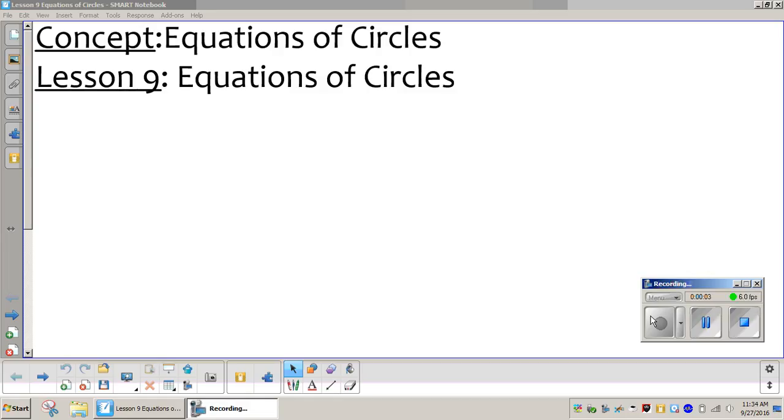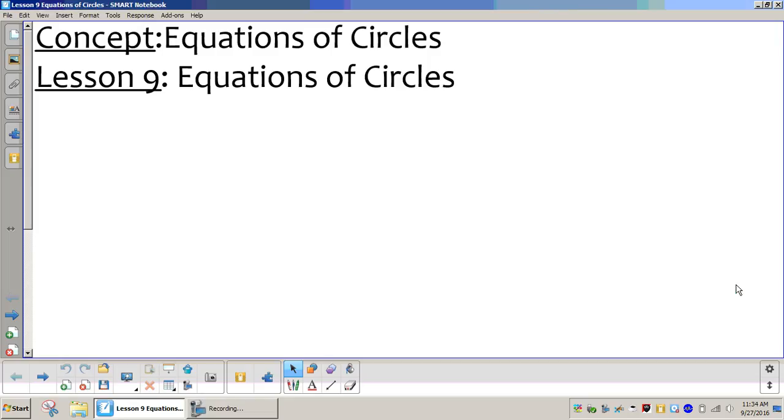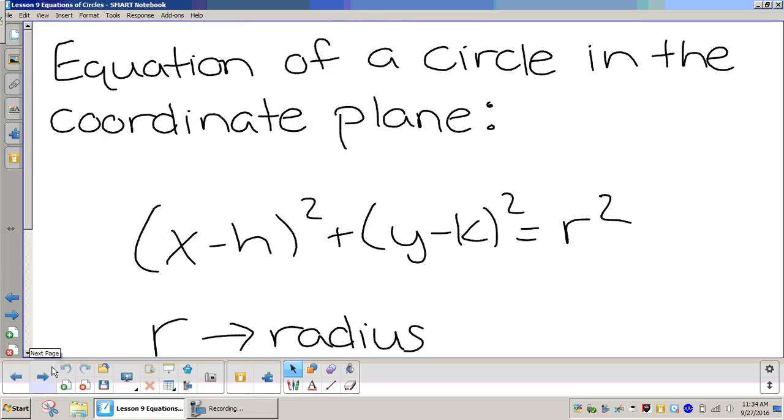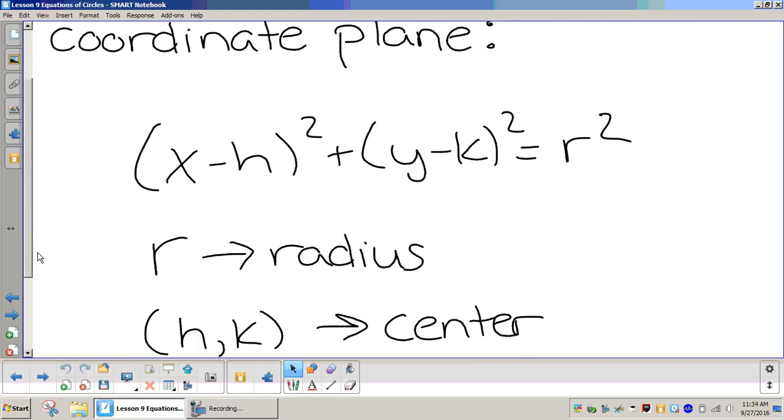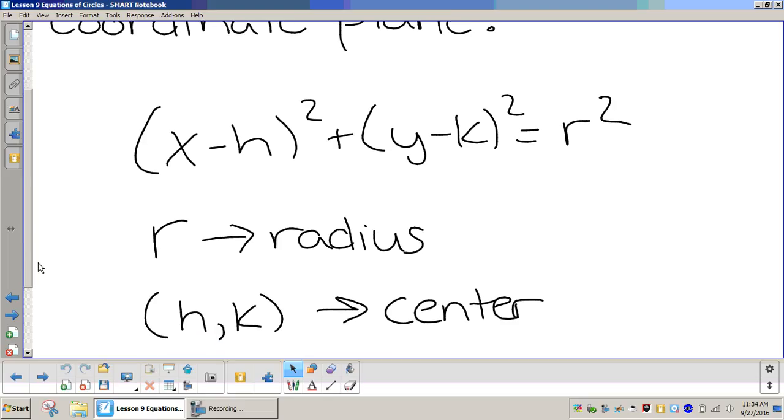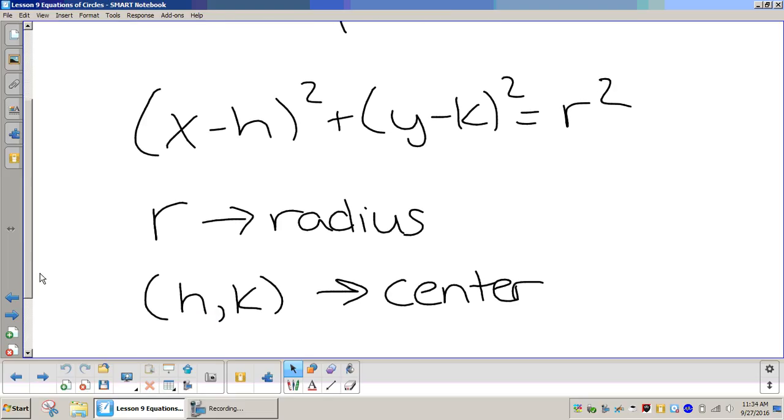Well, today we're going to begin our talk about circles, and we're going to first talk about circles that are in the coordinate plane, so the xy plane, and we're going to talk about their equations. So we'll have an equation that represents a circle in the coordinate plane, and it's this one right here. (x - h)^2 + (y - k)^2 = r^2.